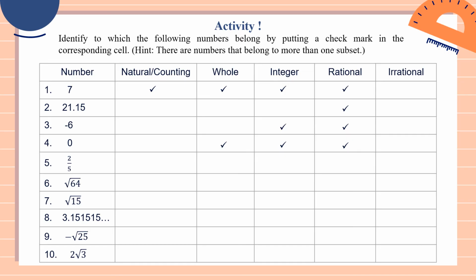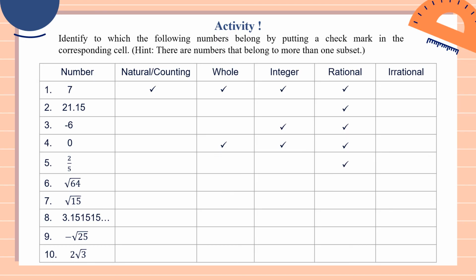Alright, so number 5, 2 over 5. Is it a counting number? Nope. Is it a whole number? Nope. Is it an integer? Nope. Once again, an integer is a whole number. Is it a rational number? Yup. 2 over 5 is a fraction, so that would be a rational number.